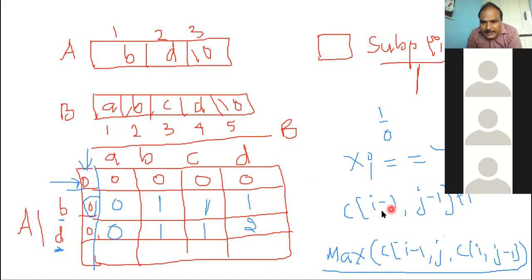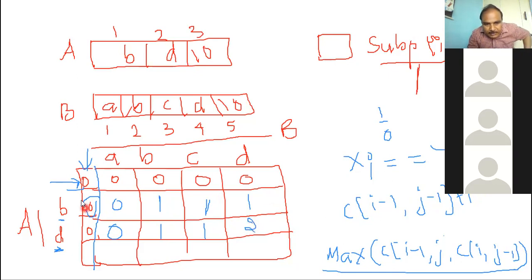In the textbook it says that when there is a match, you take the previous row and previous column, and add 1 to that. So this is the previous row and previous column, and to this you add 1. It becomes 2. Is it okay?